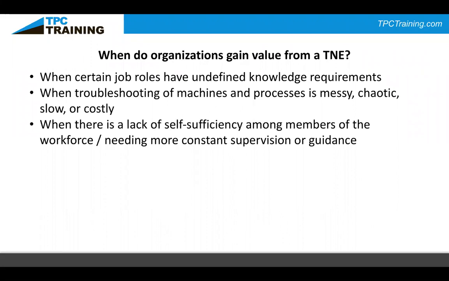When there is a lack of self-sufficiency among members of the workforce, where you feel like certain members need more constant supervision or guidance than others, where it's really hard to let them just go and take care of their machines or their department or their area of the organization without constant supervision or guidance, that's really a telltale sign of maybe needing a clearer, more structured, documented training program. And there are gaps there, and this process of TNE can help identify what those gaps are.